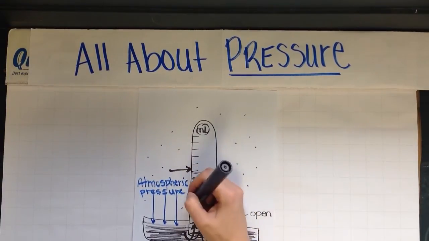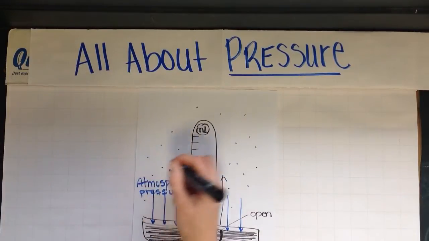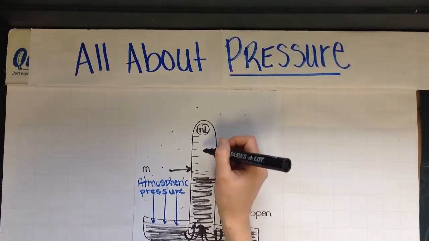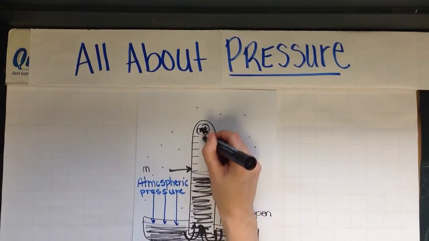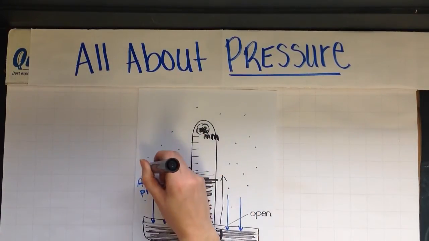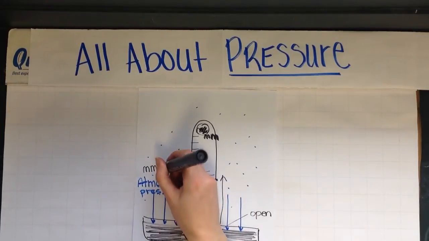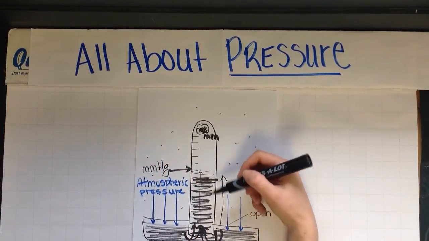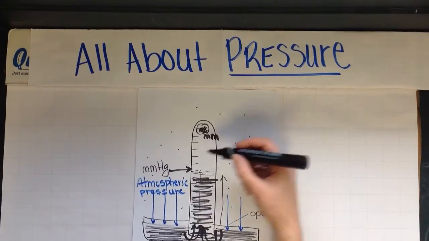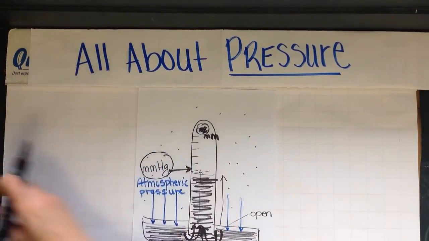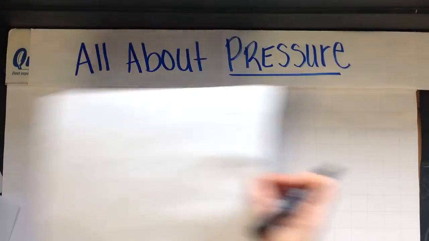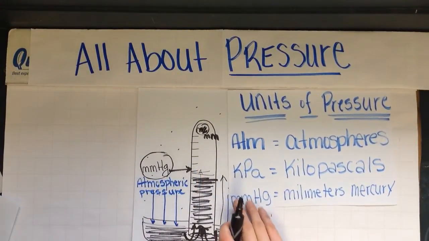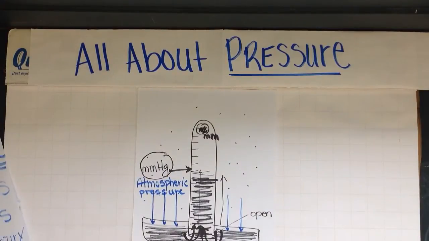And so therefore, the atmosphere's pressure can be read in, this is supposed to be millimeters, millimeters of mercury. So it measures how high up in millimeters the mercury rises. Hence, one of the units that we saw for pressure, millimeters of mercury. That's where we get it from. So again, this is called a barometer.